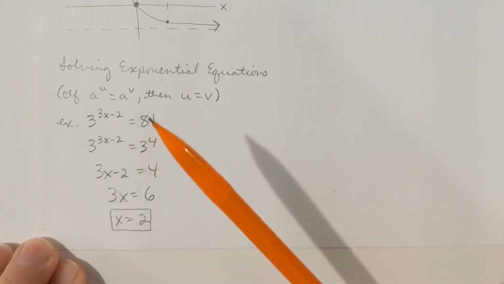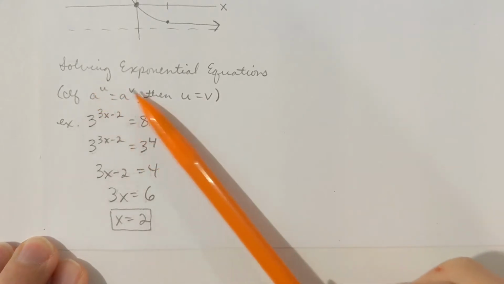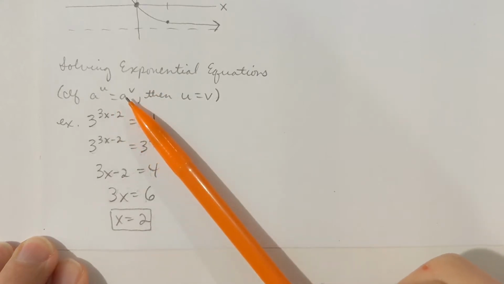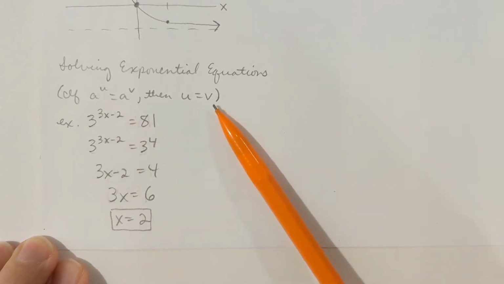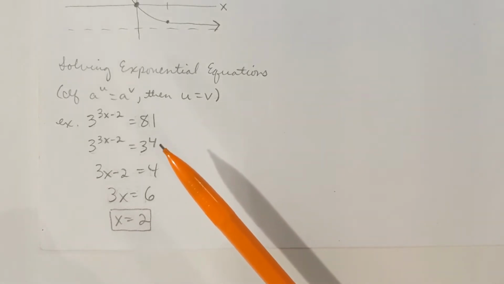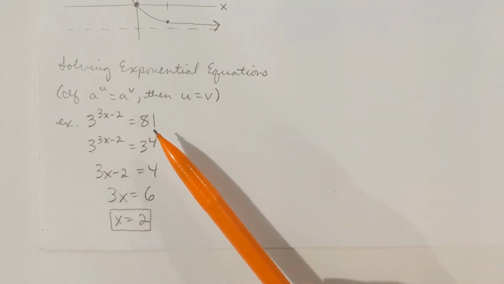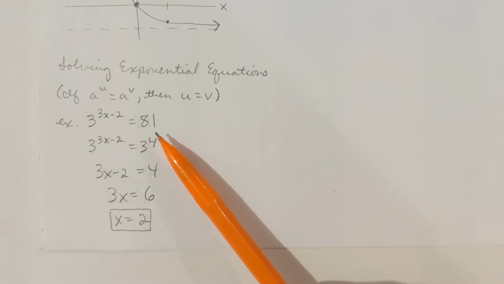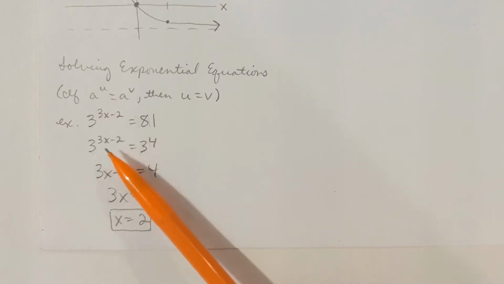In these examples, we're going to be using a property that says if a to the u equals a to the v, and u and v are expressions involving x, and a is the base of an exponential equation, then as long as the bases are the same, you can remove the bases and set the powers equal. That is the first thing you'll want to think of when solving an exponential equation. So here, the plan would be to try to get the same base. I just have to think, 3 to what power would give me 81? Because I can get base 3 on both sides.